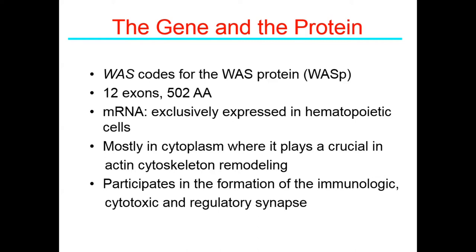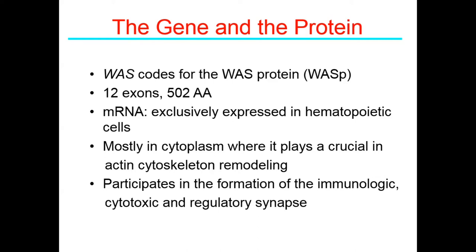And it's located mainly in the cytoplasm, where it plays a role in actin cytoskeleton remodeling, but there's also a small amount on the membrane. That's where cells interact. And it can even be found in the nucleus, and there is a hypothesis that it actually helps other genes to be downregulated or upregulated. And so it participates, as I mentioned, in this immunologic synapse, which is an area where cells interact with other cells on the surface of the cell.